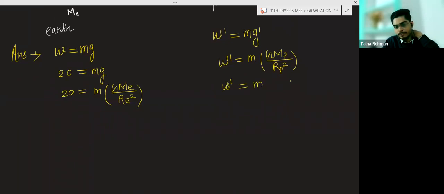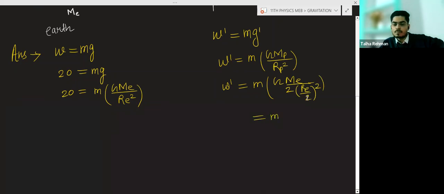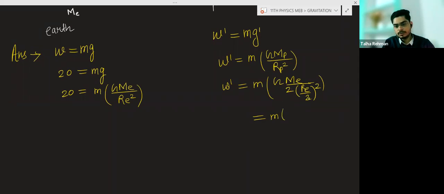W dash is equal to m into G. The mass of the planet is half of the mass of the Earth, and the radius of the planet is half of the radius of the Earth, so radius of the Earth divided by 2, squared. When you solve it, you get 2 and RE square by 4. So you will get 2 into G into ME, and here RE square. So this is W dash.